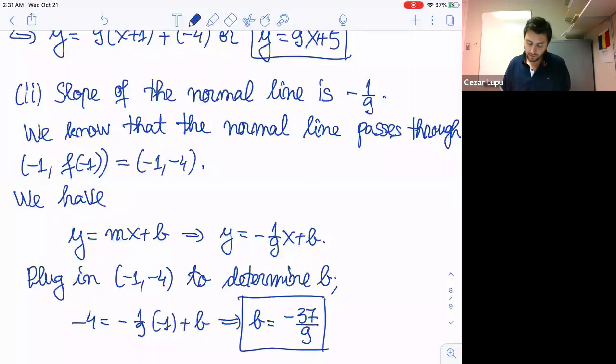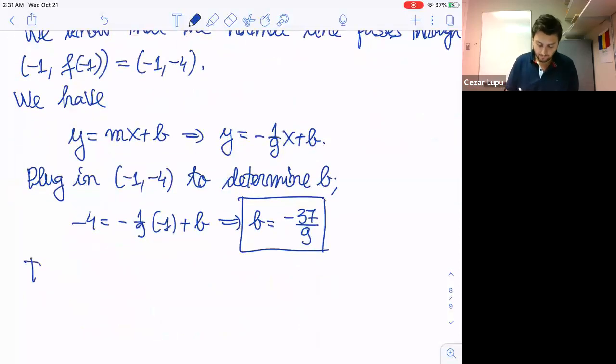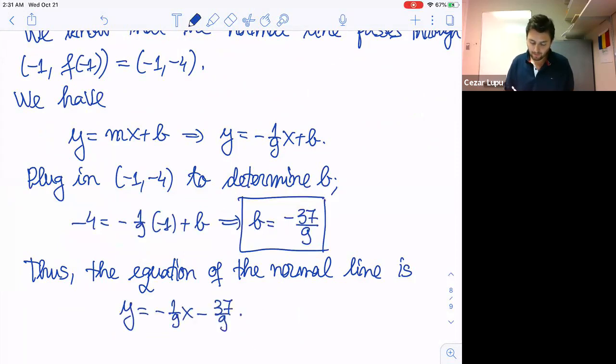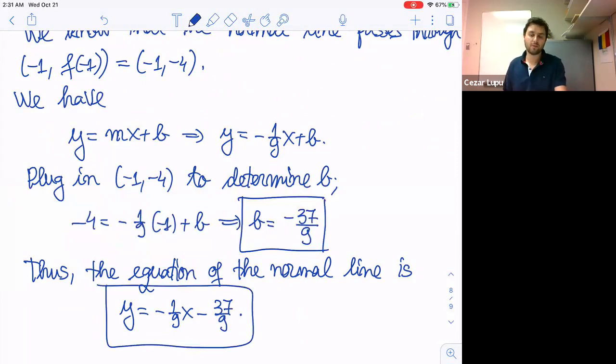And therefore, the equation of the normal line is given by y equals -1/9 x minus 37/9. And that's it. So this is how we find the equation of a normal line. First of all, we depend on the equation of the tangent line.